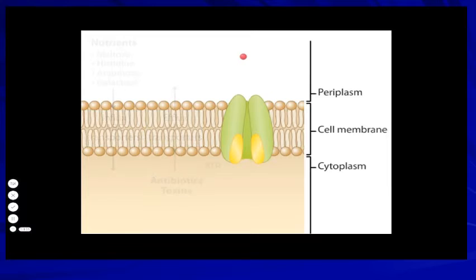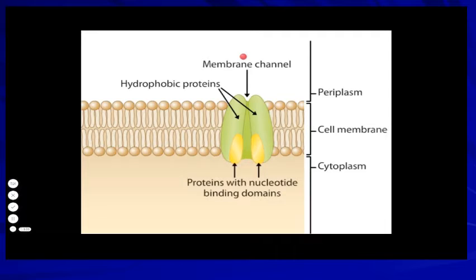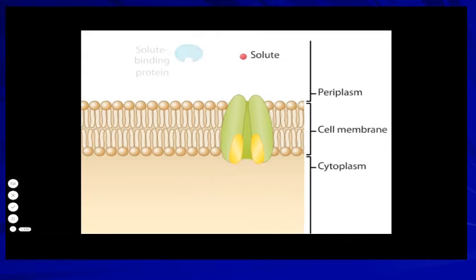An ABC transporter typically consists of two hydrophobic proteins that form a membrane channel and two peripheral cytoplasmic proteins with nucleotide binding domains for binding to ATP. A system that takes in a particular nutrient, or solute, uses a solute binding protein to grab the solute, either as it floats by a gram-positive microbe or as the molecule enters the periplasm of a gram-negative cell.